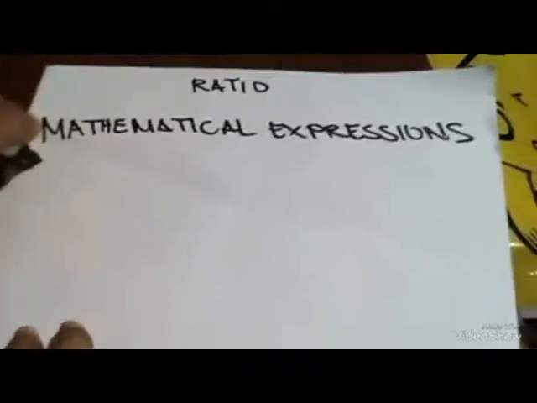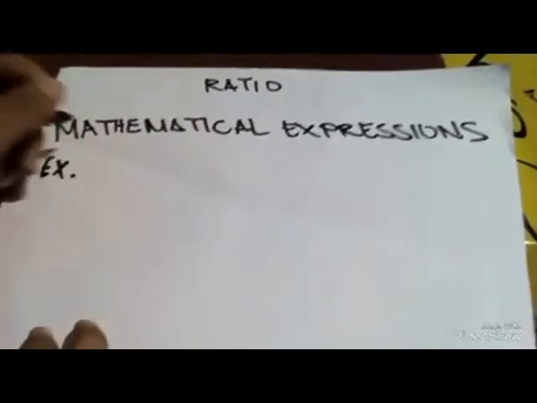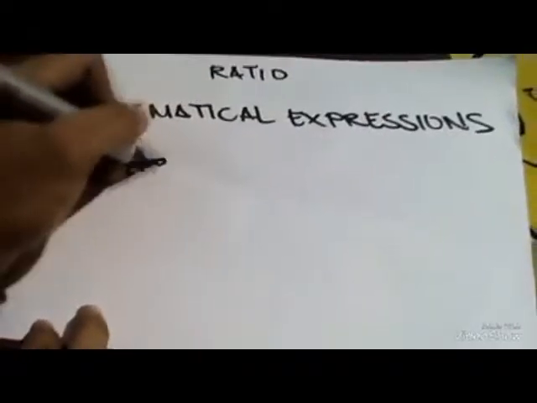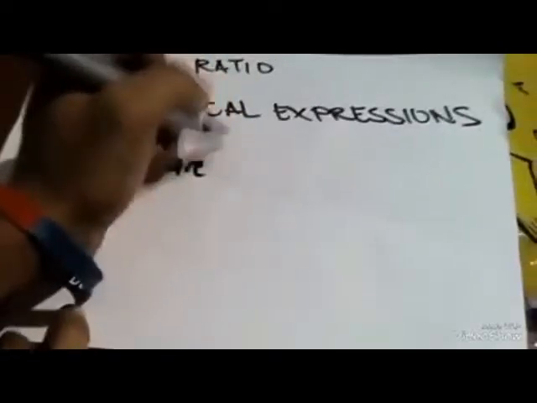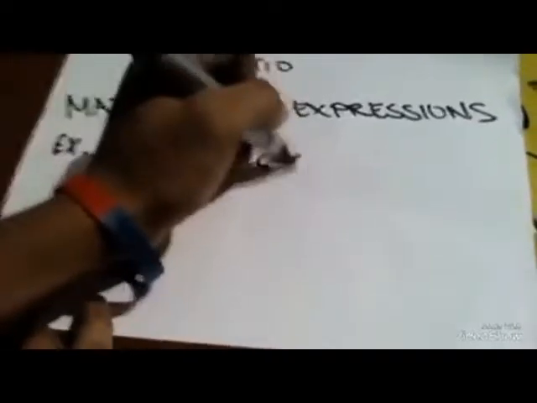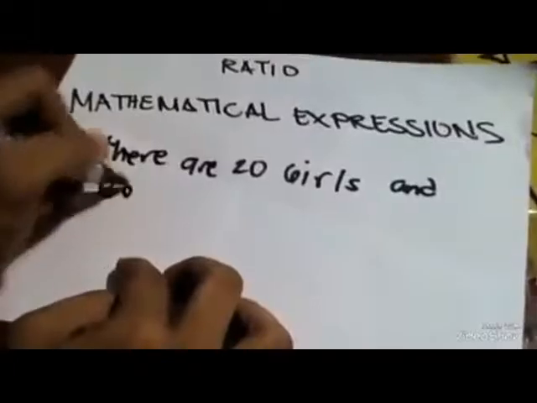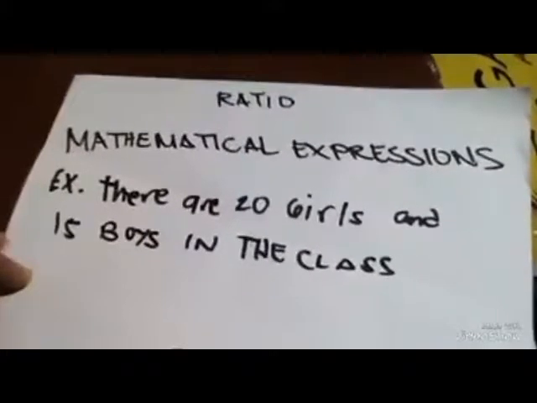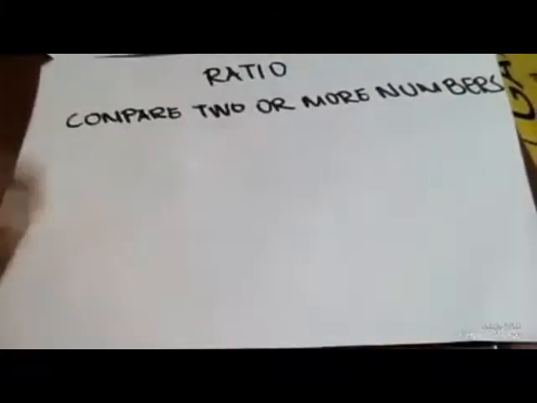For example, I will write: there are 20 girls and 15 boys in the class. This expression is a mathematical expression that compares two or more numbers.